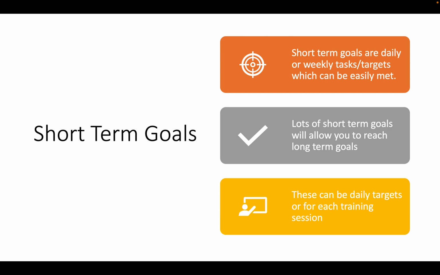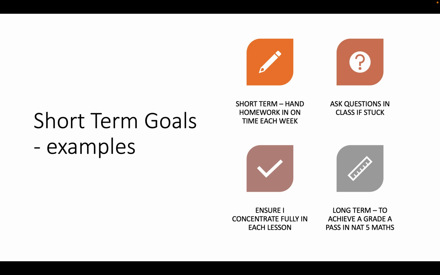The first one we're going to look at is short-term goals, and these are a series of targets which are easy to meet. Lots of short-term goals will be set in order to help you reach your long-term goal, and these targets can be daily, or they can be for each training session, or they can be for 1 week of your program.